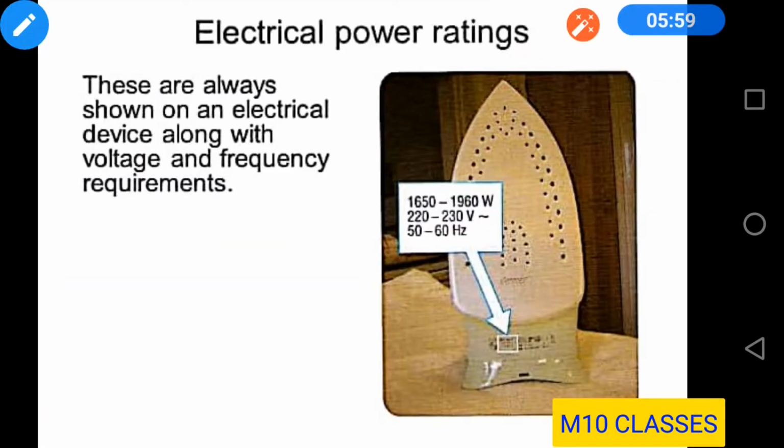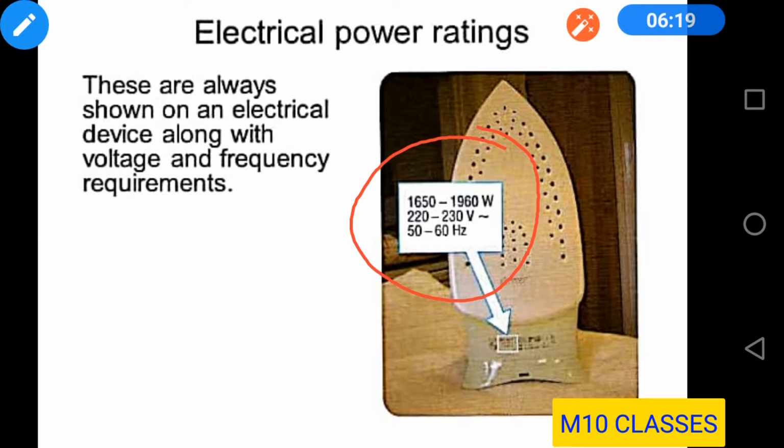Now students, you might think: how will you know about the power rating? What are the ratings of the devices? Each electric device has a rating. Here it is an electric heater. You can see a rating is given over here. In every electric appliance you will find this rating.